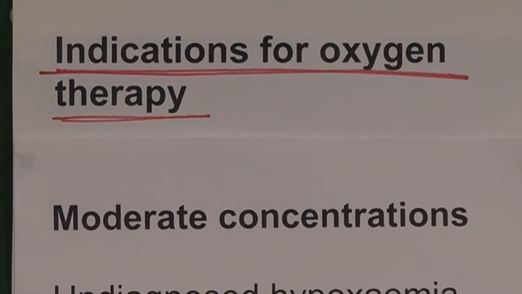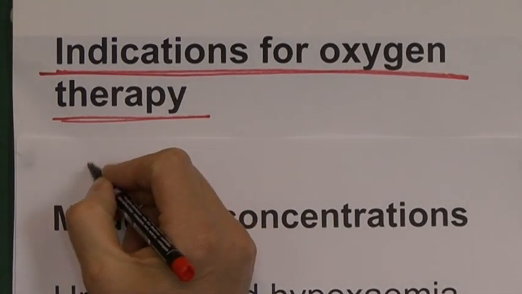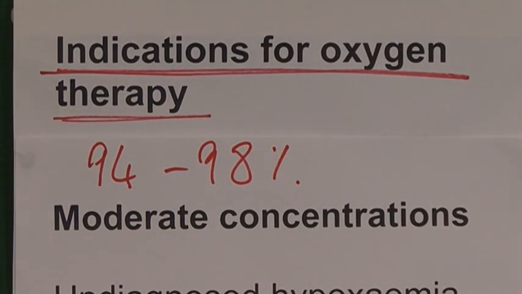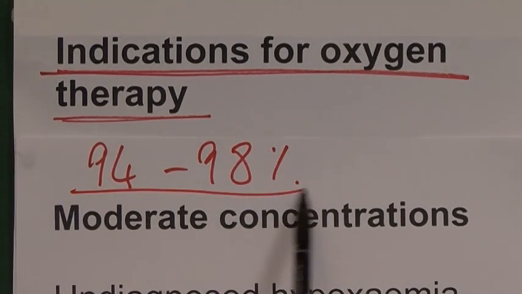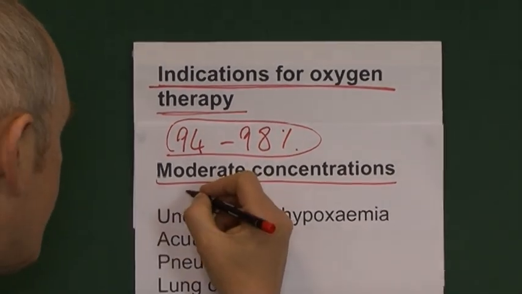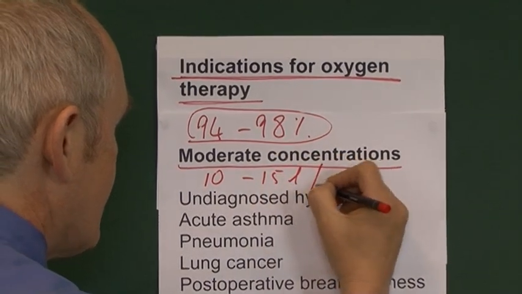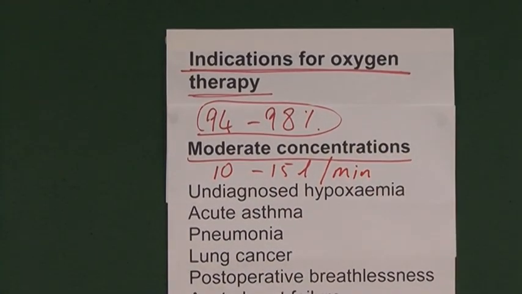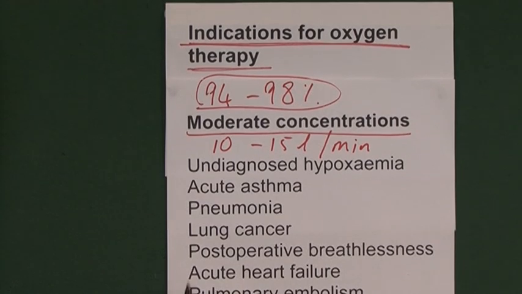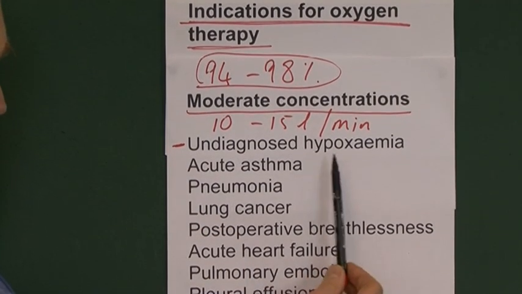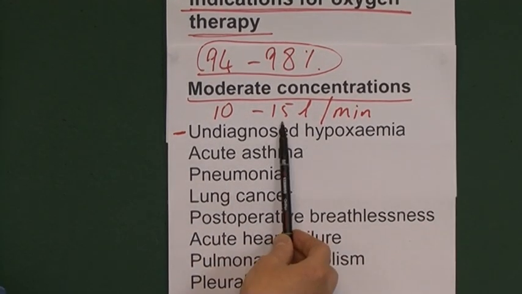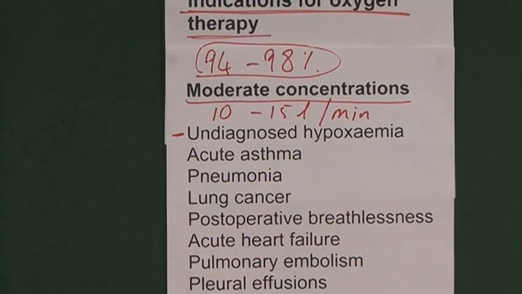So as always, remember we're looking for target oxygen saturations of 94 to 98%, unless the patient is a chronic carbon dioxide retainer. So that's what we're looking for. Some patients require moderate concentrations of oxygen, and let's say moderate concentrations are 10 to 15 litres of oxygen per minute, aiming for these saturations. Undiagnosed hypoxemia is low levels of oxygen in the blood for an unknown reason. In that case, these patients might require 10 to 15 litres per minute to maintain these target saturations.